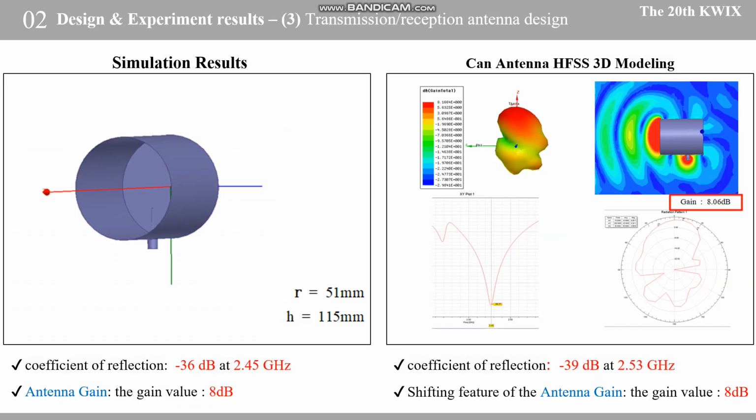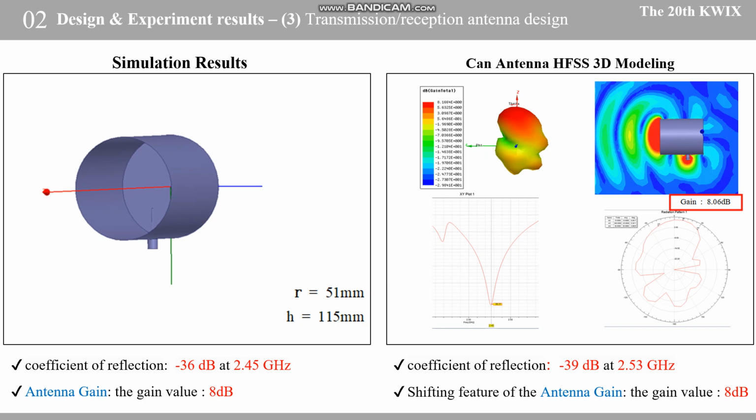And we are going to use a can for the antenna, with a radius of 51 millimeters and a height of 119 millimeters. The reflection coefficient of the antenna obtained through tuning was observed at minus 36 dB at 2.45 gigahertz, and the antenna gain as a result of the simulation was 8 dB, which was suitable for this project.